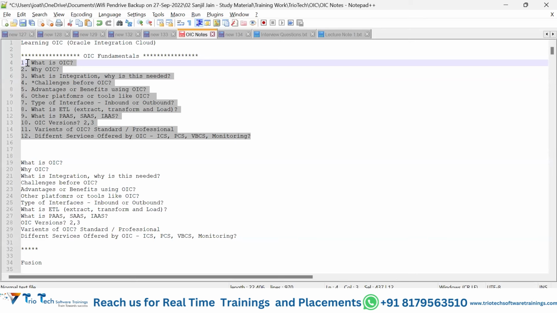Like, suppose we have built one report: how to run that report, how to open that report, how to edit that particular report, how to rename the report, how to cut the report, how to delete the report, how to extract the report, how to import the report.